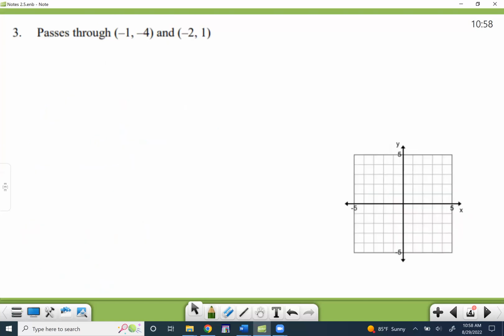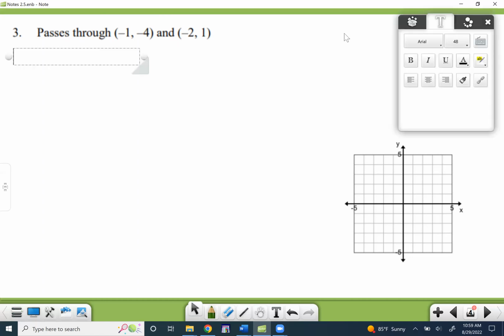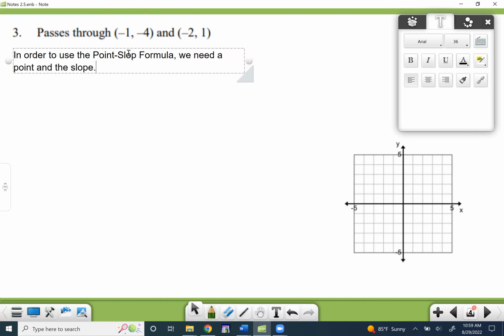Now, in order to use point slope, remember we need a point and the slope. That's why we named it such, right? So in order to use the point slope formula, in this problem, we're only given 2 points. So we need to find the slope.